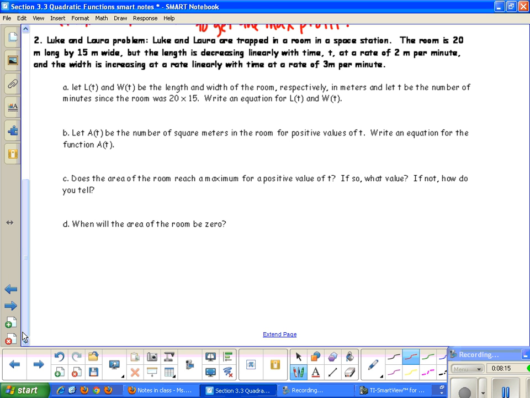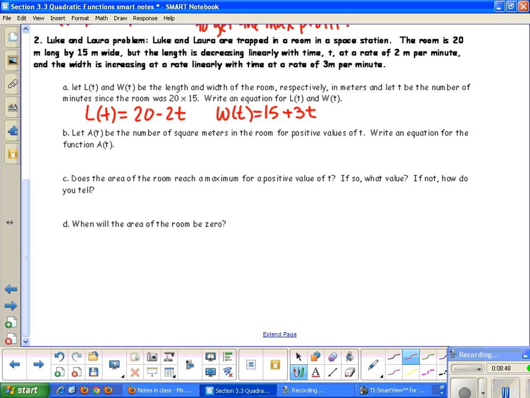So let's start with the length of the room. We started with a length of 20, and we're decreasing by 2 meters per minute. So that would be my equation for the length of the room. Then for the width of the room, we started with 15 meters, and we are increasing by 3 meters per minute. So those are my two equations.